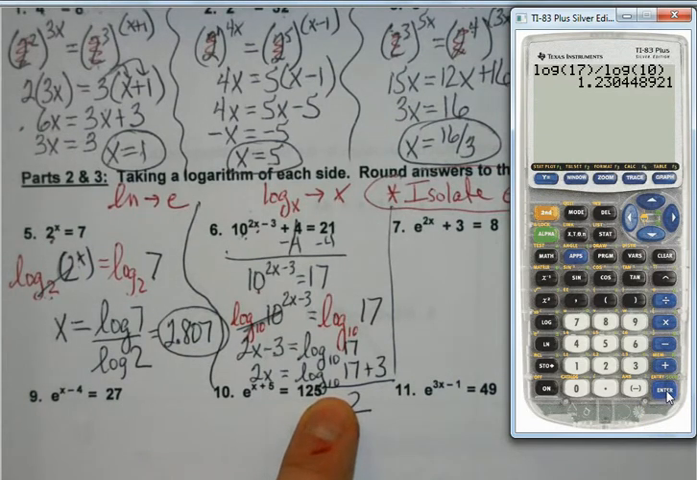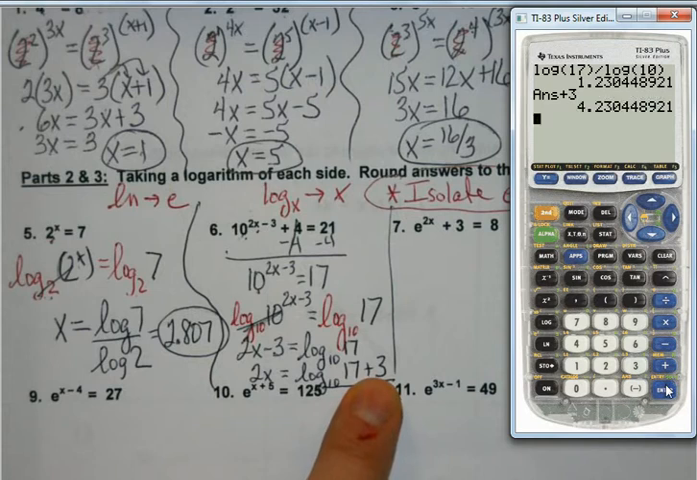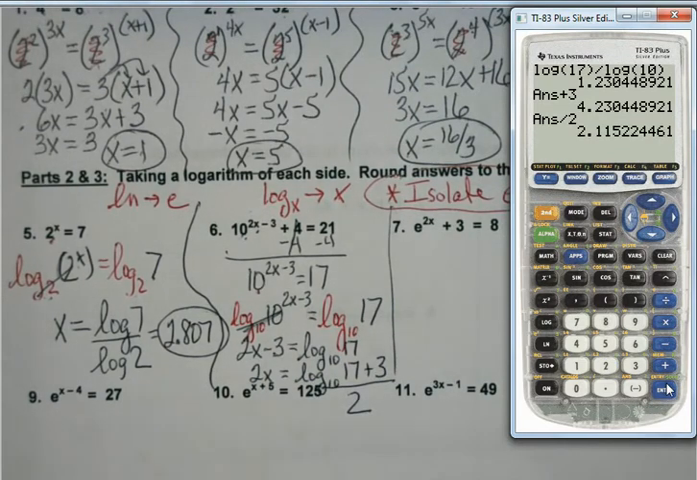Okay. Now, that's just this first part. So now I want to add 3 to it. Notice we're just doing one piece at a time. And finally, I divide by 2. That's the answer I'm going to round. 2.115.